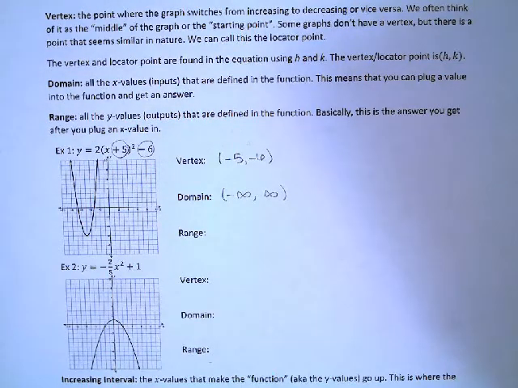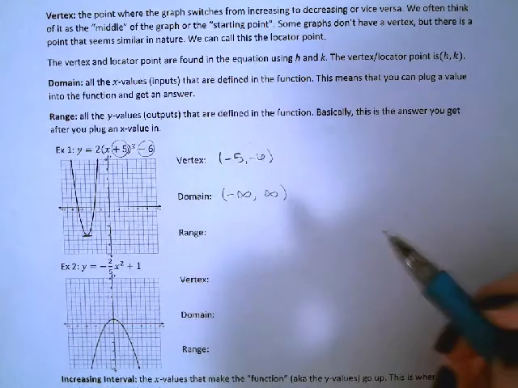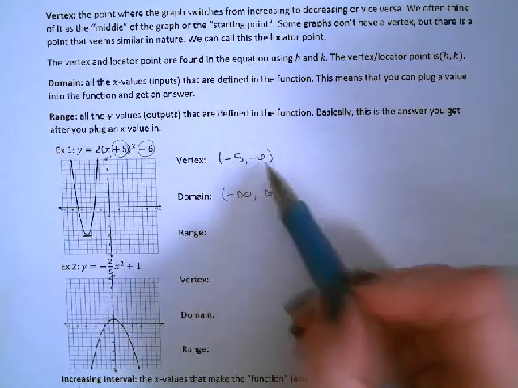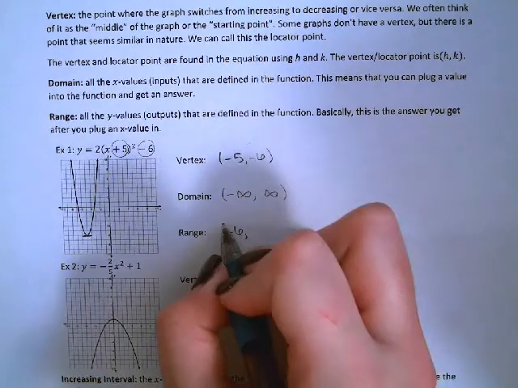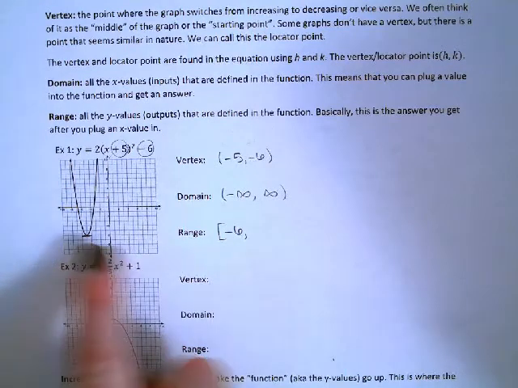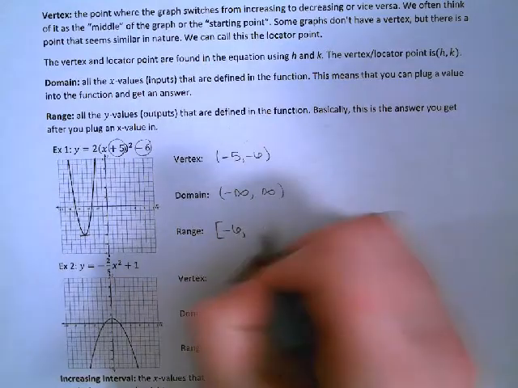The range is a little bit more interesting. We look at how far down the graph goes. That's going to be the y-coordinate of the vertex, or it could be arrows. In this case, it's the y-coordinate of the vertex, so it's -6. I put a bracket with it because that value is included on the graph. And it goes from -6, and then there's an up arrow, so that's from -6 to infinity.